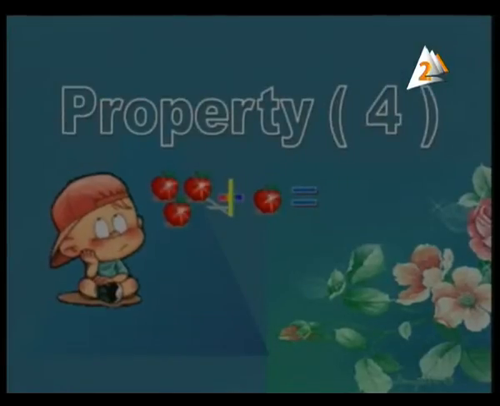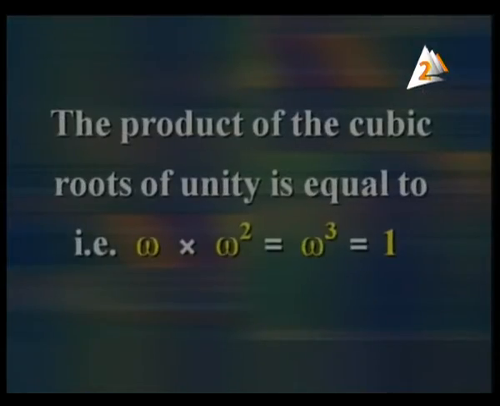Look at the student, property number 4. The product of the cubic roots of unity: omega times omega square equals omega cubed, or omega power 3 equals 1. Remember, when we multiply omega times omega power 2, it equals omega power 3, which equals 1. Proof.